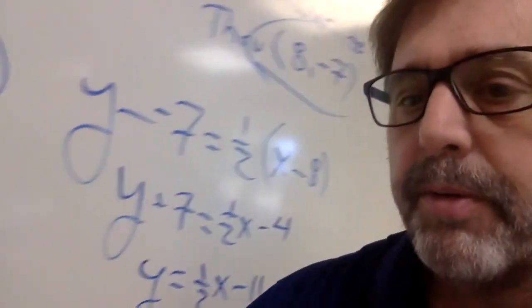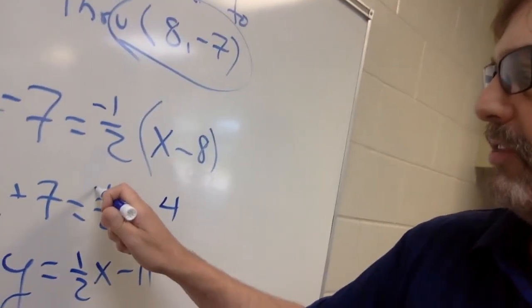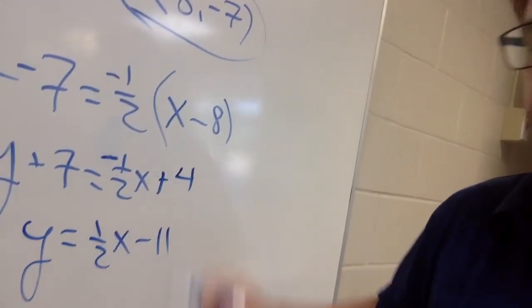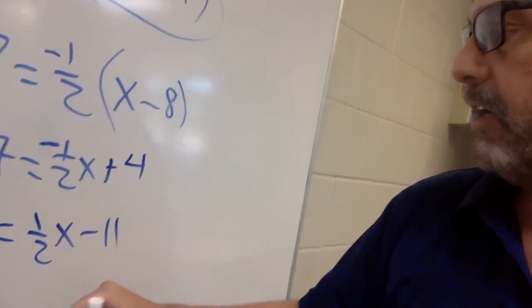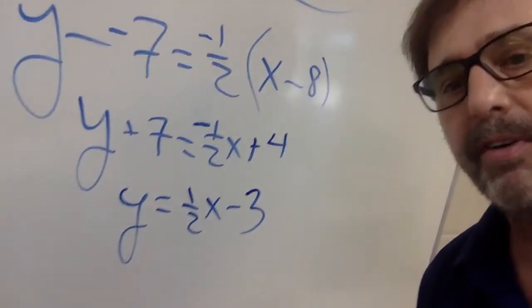Let me fix it. My bad, my bad, my bad. It should have been a slope of negative 1/2, which makes this negative 1/2. Negative times negative is positive. And take away 7 should be 3. Apologize. That's the right answer.